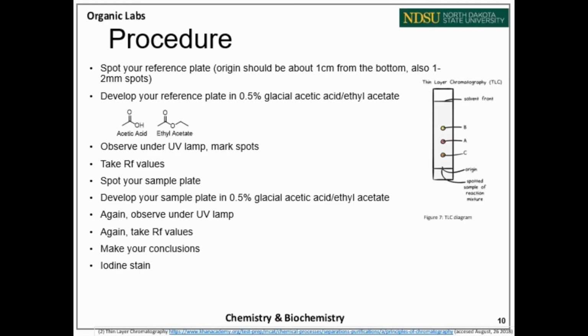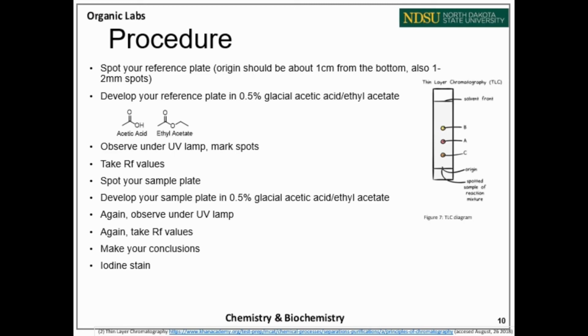Additionally, you want about 1 to 2 millimeter spots when you spot the unknowns or knowns. If you make the spots too big and blotchy, it won't separate very well. It'll just look like a big blob when you go to visualize it under the UV light. So what I like to do is give a quick dab, just touch it real quick to the slide. You might not get it the first time, it takes practice.